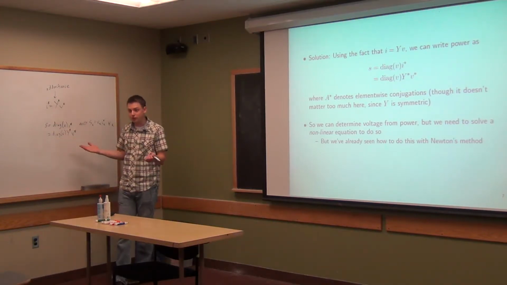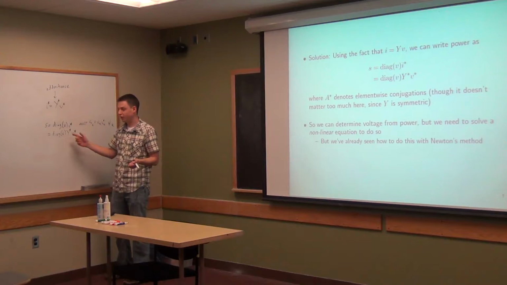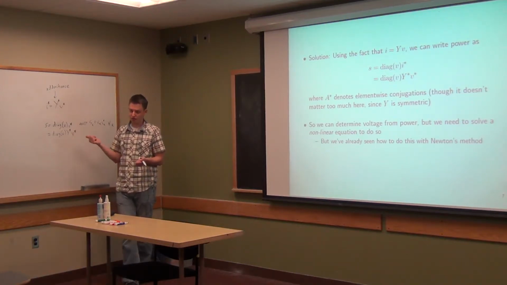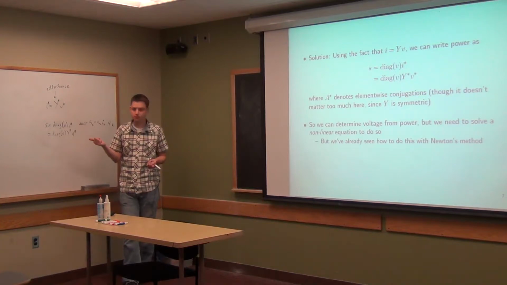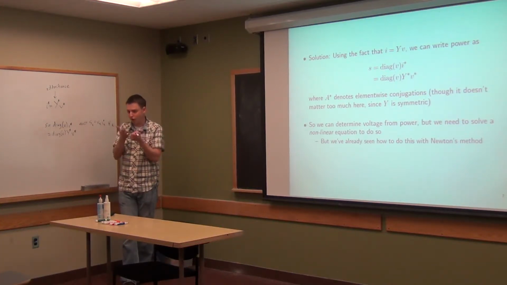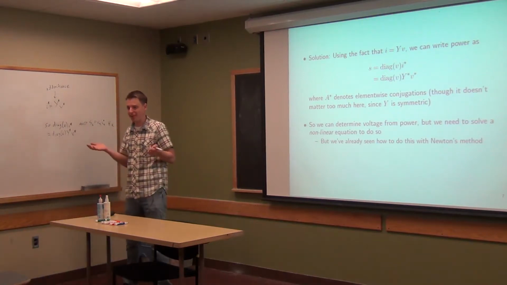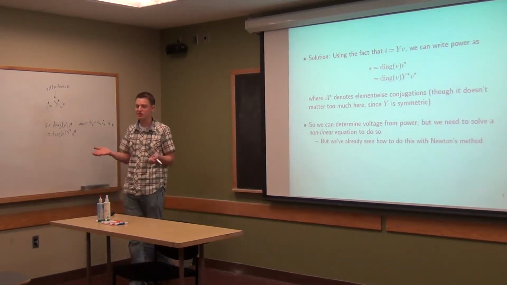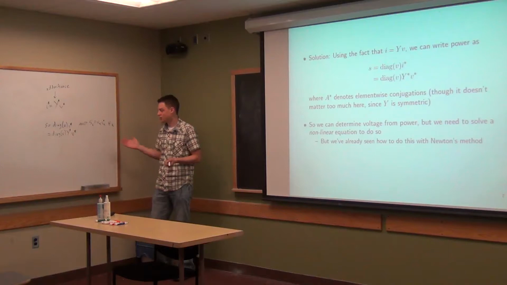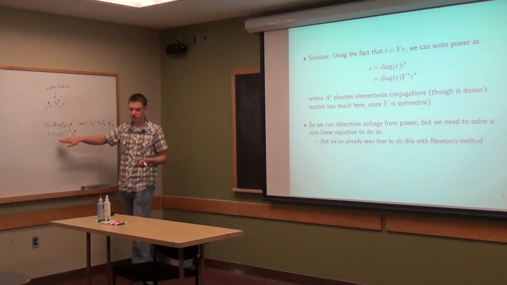The only problem is that this is nonlinear, right? Voltage appears twice in this situation. So we can't just invert a matrix to find this anymore. However, you already know a way of solving nonlinear equations, right? That was Newton's method. We can use Newton's method to find solutions to this equation.